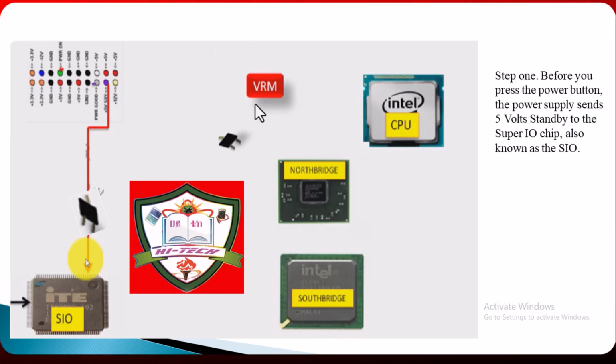First, before pressing the power button, the power supply sends 5 volt standby to the super input output chip. This 5 volt is converted by this regulator to 3.3 volts. This voltage is always on, even without pressing the power button. So by default it has 3.3 volt here.